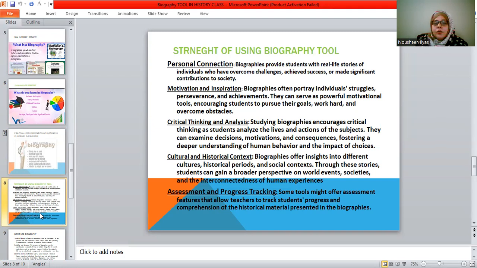Biographies provide students with real life stories of individuals who have overcome challenges, achieved success, and made significant contribution to society. So whenever you are reading about any personality, you will automatically get inspired और हमारा उनसे connection build हो जाता.